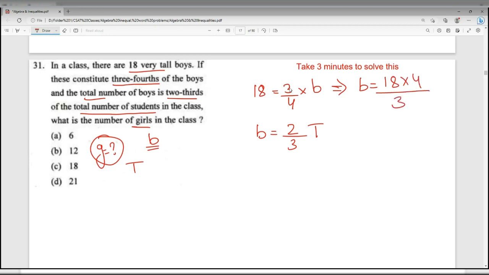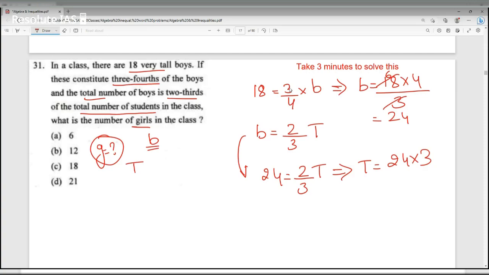Before multiplying, please simplify as much as possible. 3 1s are 3, 3 6s are 18, and 6 4s are 24. The boys are 24. So from this equation we have 24 equal to 2/3 into T. This implies T is equal to 24 into 3 divided by 2. So 2 1s are 2, 2 12s are 24, 12 3s are 36.